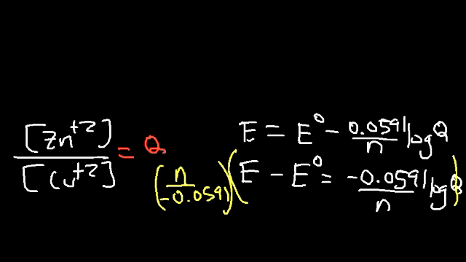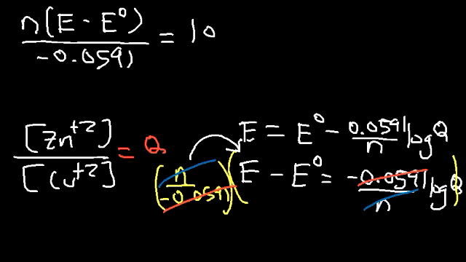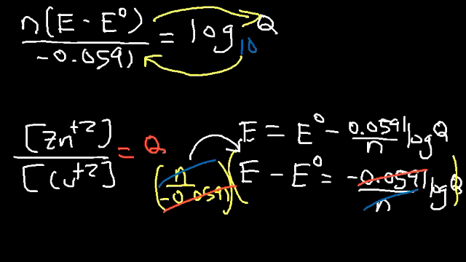So on the right side, the 0.0591 will cancel, and n will cancel as well. But we're still going to multiply this by what we have on the left side. So we're going to have n times E minus E naught divided by negative 0.0591, which equals log of Q. And so now log has the base, or is in base 10. So to solve for Q is going to be 10 raised to everything we see on the left equals Q.